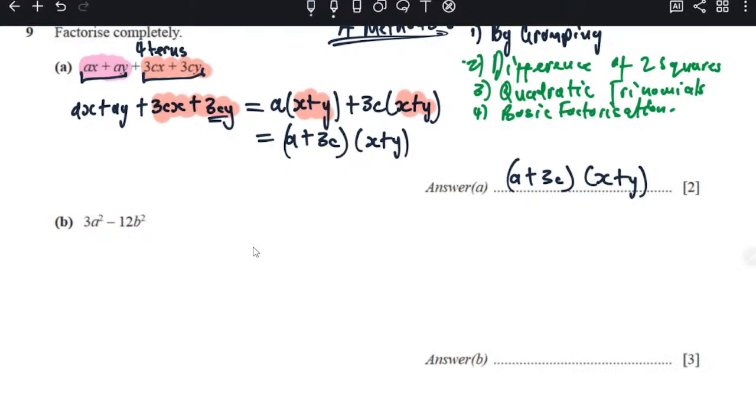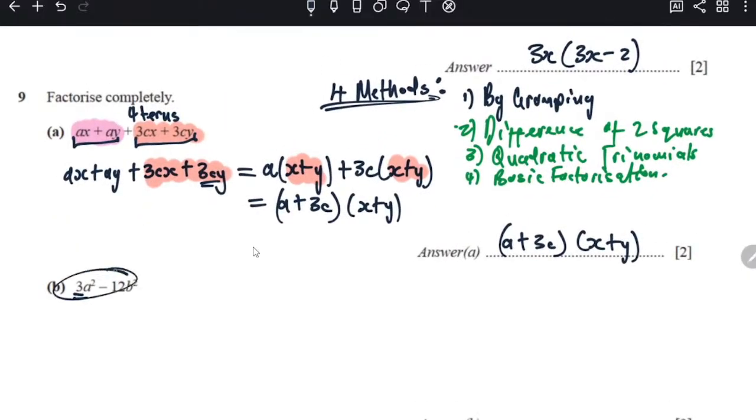Then we come to this one. I see a minus, so I have to check, is this the difference of 2 squares? I see I have 3. 3 is not a square number, and 12 is not. So no, we can't say that. This is not by grouping, you can't use grouping here, it's not 4 terms. So we use the basic factorization because it is also not a quadratic trinomial. There are not 3 things. So this is 3a squared minus 12b squared.